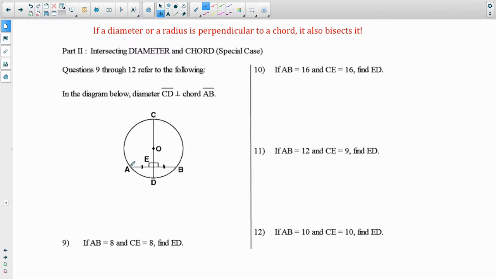For example, if they tell us that AB, that whole chord, is 8, we know that it's been bisected because it's perpendicular, and therefore we can put a 4 and a 4 here. And then they tell us that CE is 8, and we're looking for this little part right here. Well, it's not that difficult. If we go back to our original theorem that says part times part is equal to part times part, which means 8x is equal to 16. And I'm going off the bottom of the page, which means x would be equal to 2, which means ED would be equal to 2.